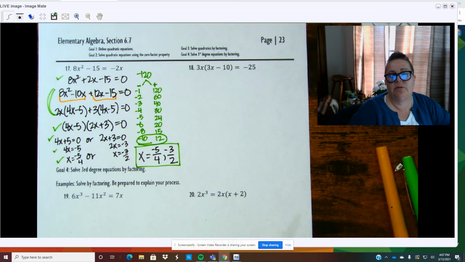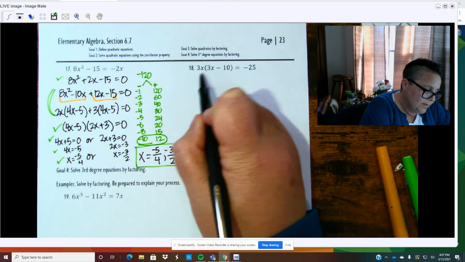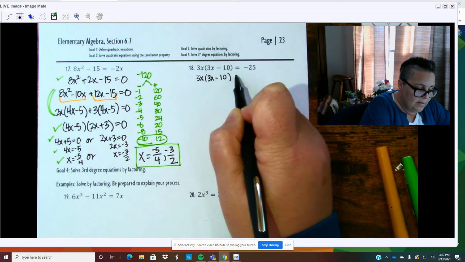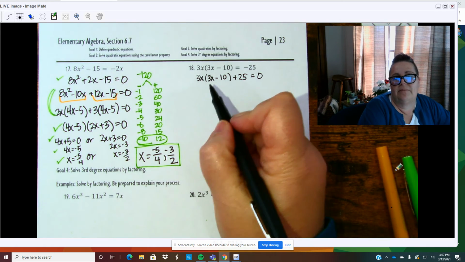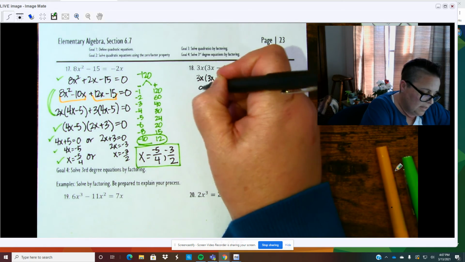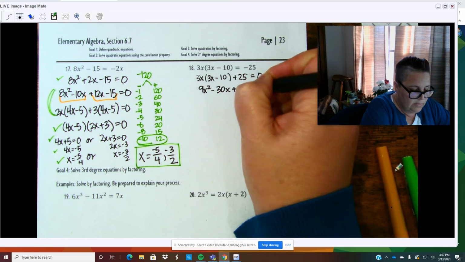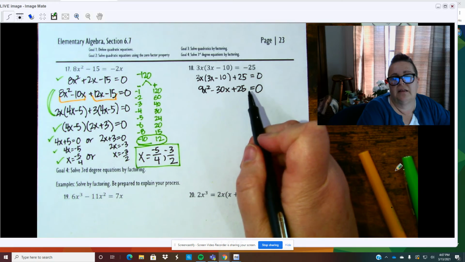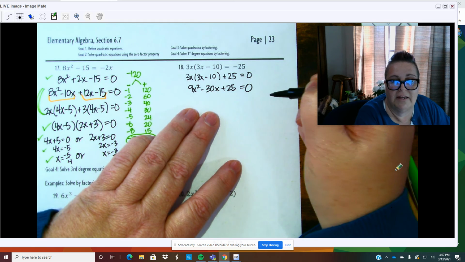Problem number 18 is very similar, but we've got to get it into standard form first. To do that, I'm actually going to multiply through because I got to add 25. So I'm going to do 3x minus 10. But now I'm going to add 25 to both sides because standard form is equal to 0. So now to make this a little clearer, I'm going to do 9x squared minus 30x plus 25. Okay. Can I factor anything out of that? I cannot factor anything out of that. All right. So I can't factor anything out.